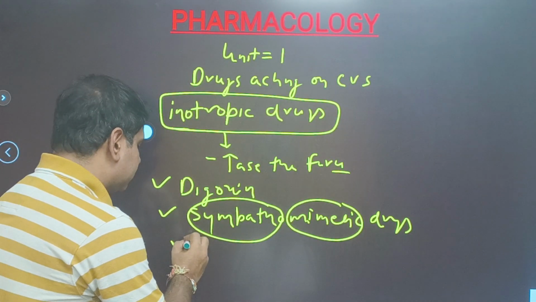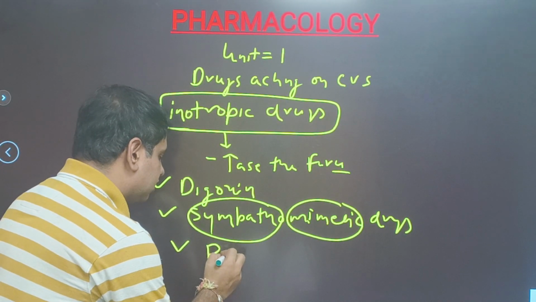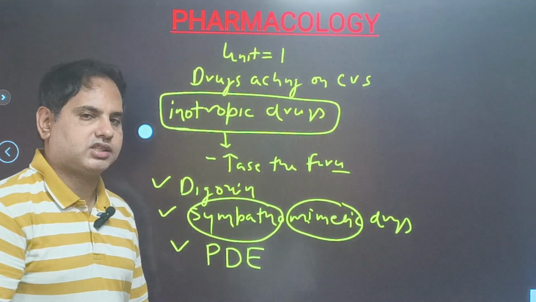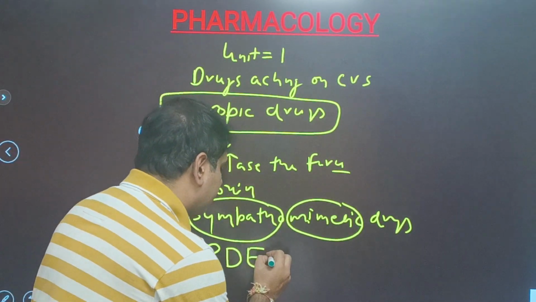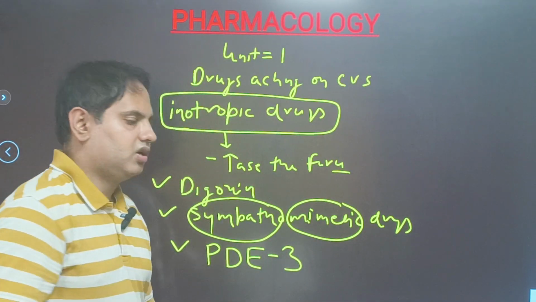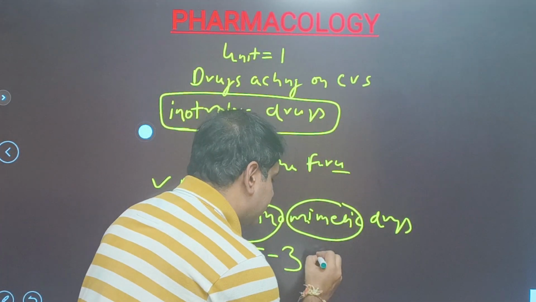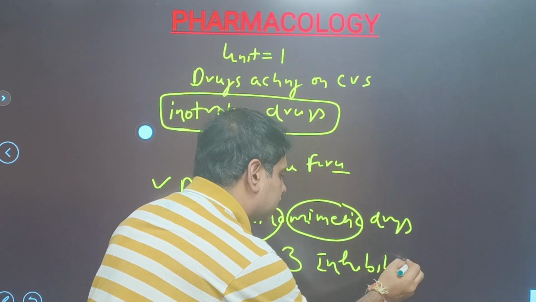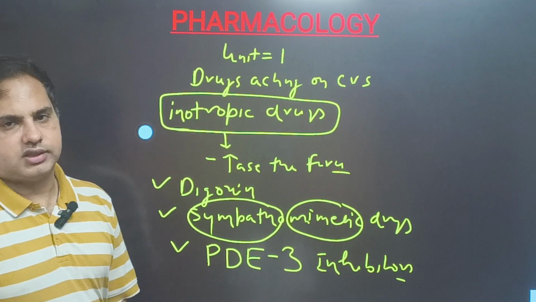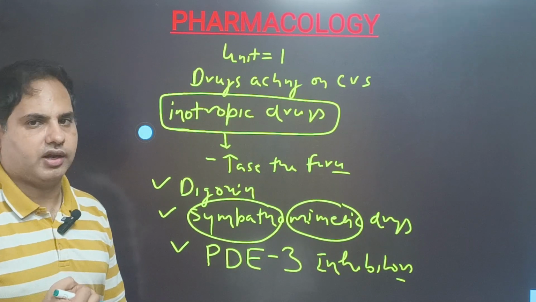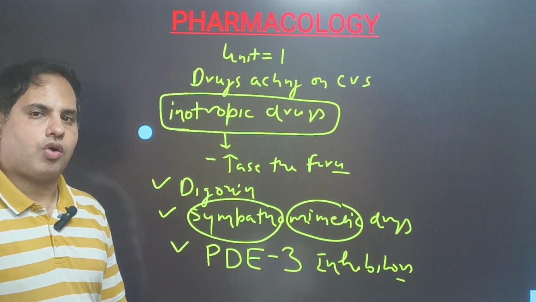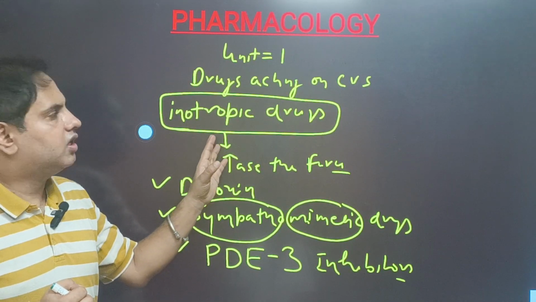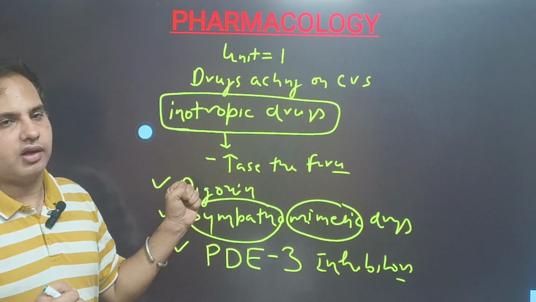Another class of drugs is phosphodiesterase inhibitors, that we call PDE, and particularly phosphodiesterase 3 inhibitors. They also increase the force of contraction of the ventricles, and in CHF the force of contraction of the ventricle is decreased. Your ventricles are not contracting properly. So these are the inotropic drugs, which increase the force of contraction of the ventricle.